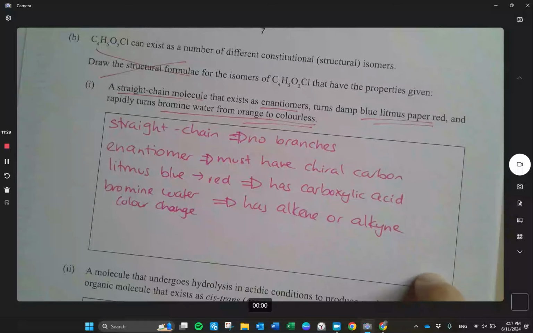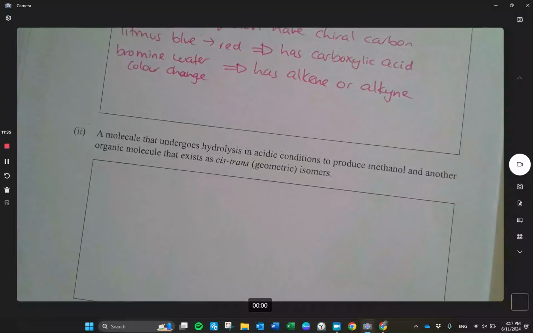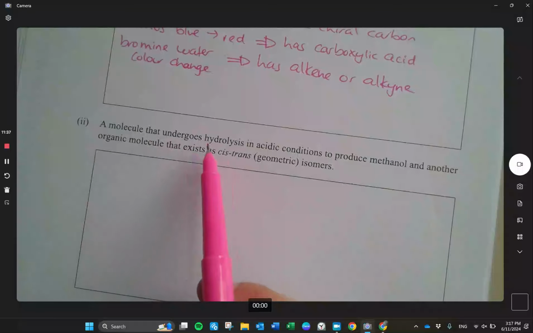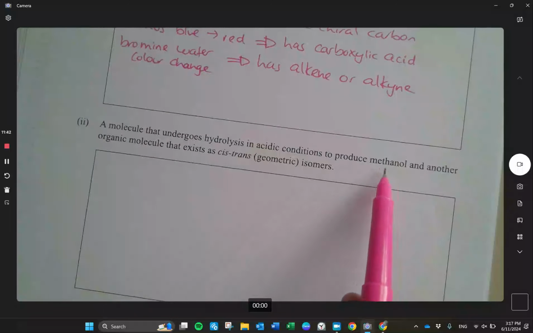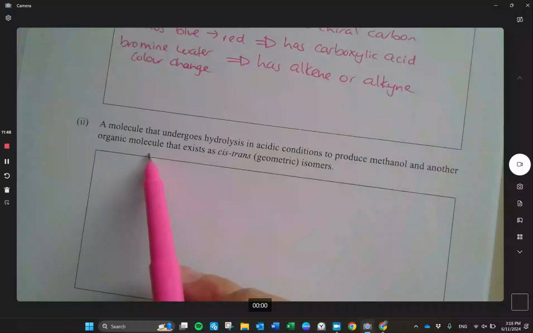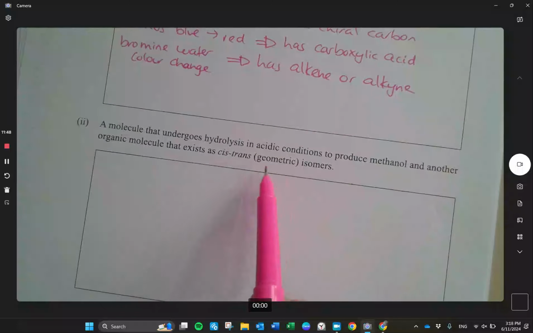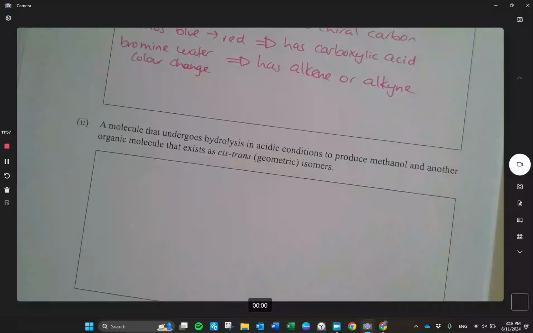So this one here goes, a molecule that can undergo hydrolysis in acidic conditions to produce methanol or another organic molecule that exists as cis-trans isomers. That's a weird question. What are you talking about there? Oh, I see. That is a nasty question, but I can see that one.